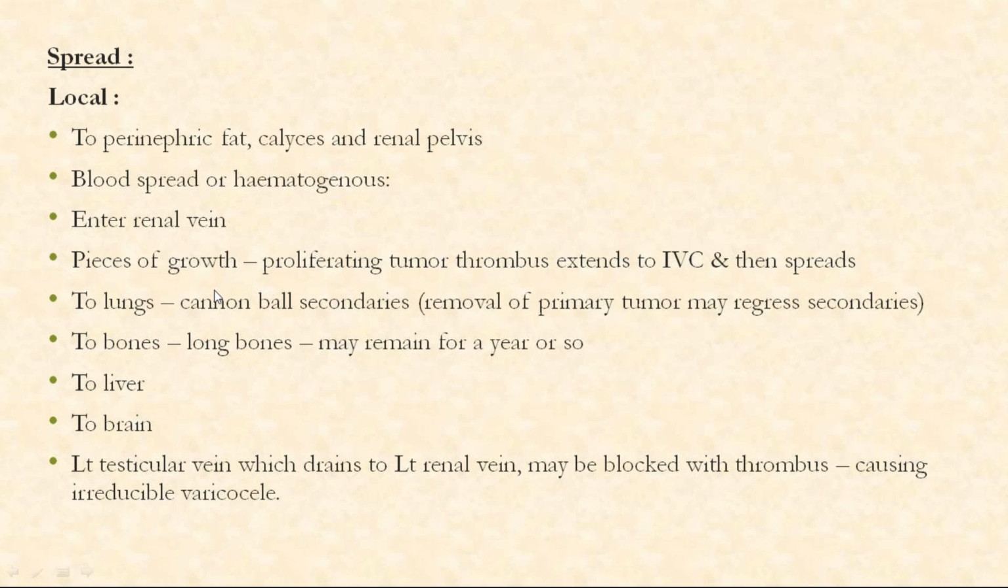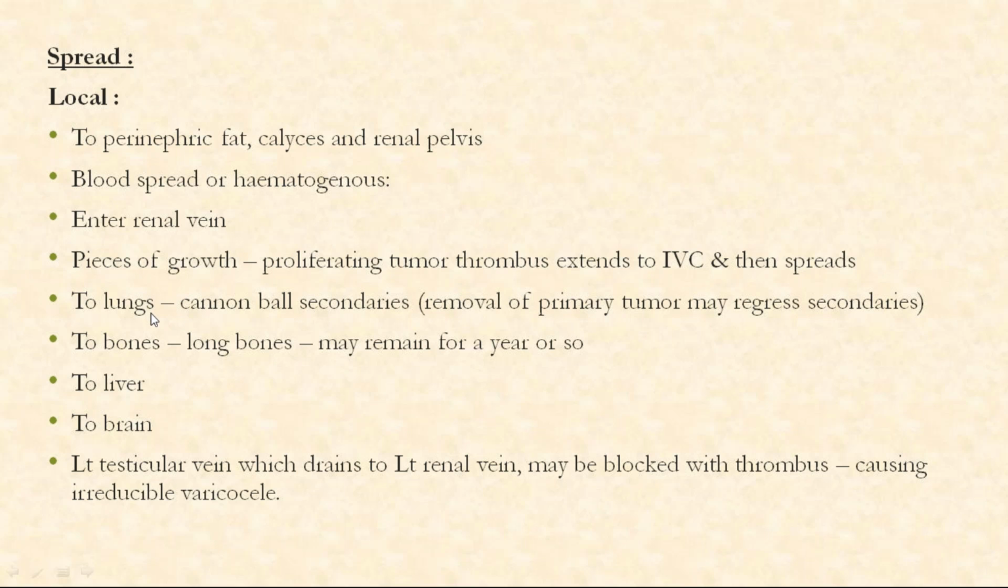So how can this tumor spread? It may be local spread, hematogenous spread, or lymphatic spread. Locally, it may spread to the perinephric fat, calyces, and renal pelvis. Blood spread or hematogenous spread, it may go to the lungs, liver or bone. Sometimes it may enter into the renal vein. That is hematogenous spread.